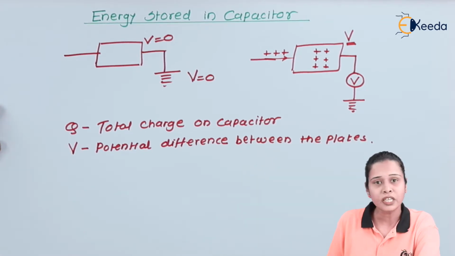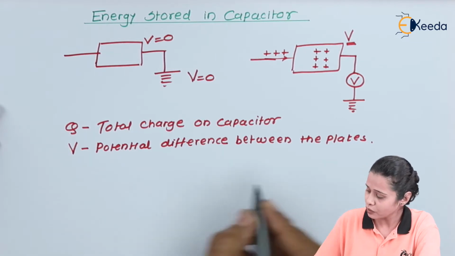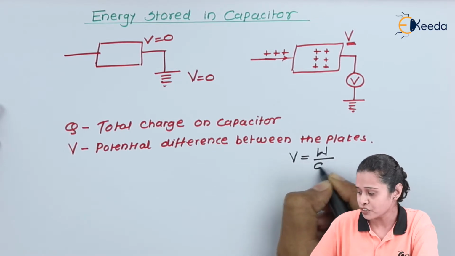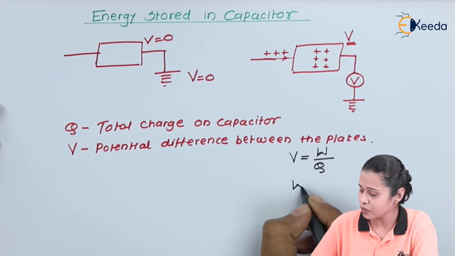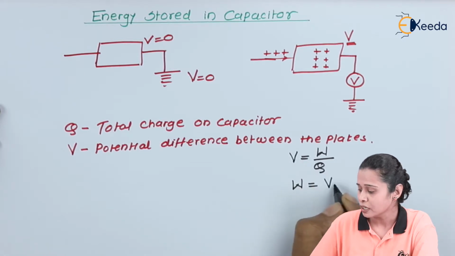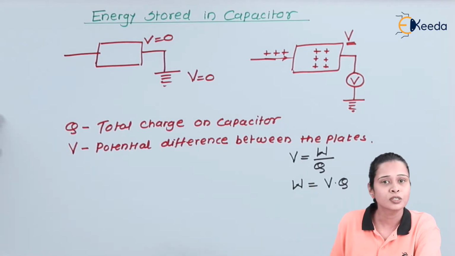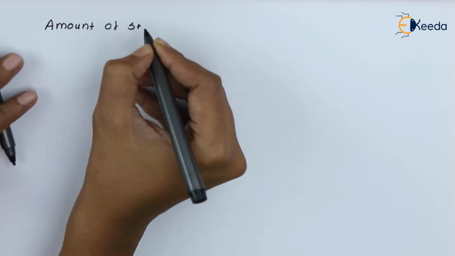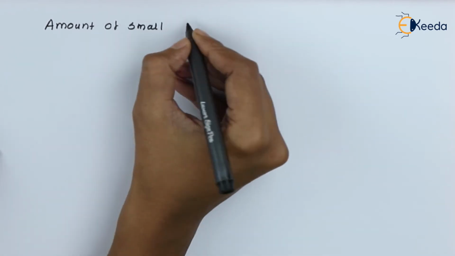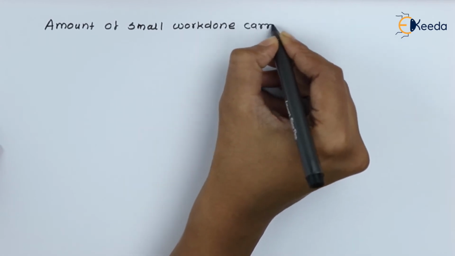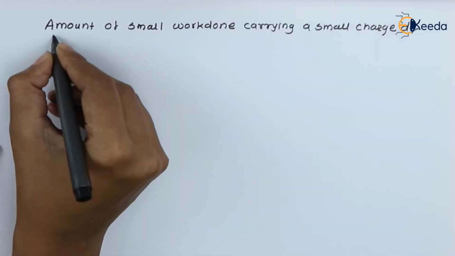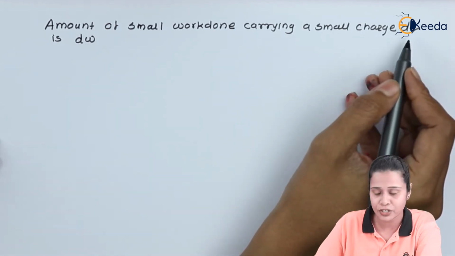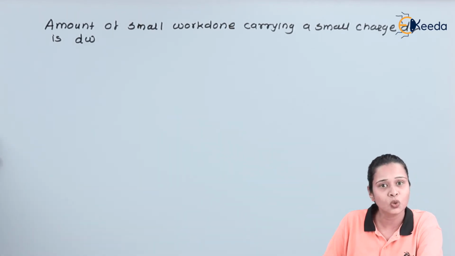Now we know during this process some work is done. Potential is equal to work done per unit charge. Hence we can write work done W is equal to V into Q. Now for a small amount of work done, it carries a small charge dQ. So here we will find out the total work done.